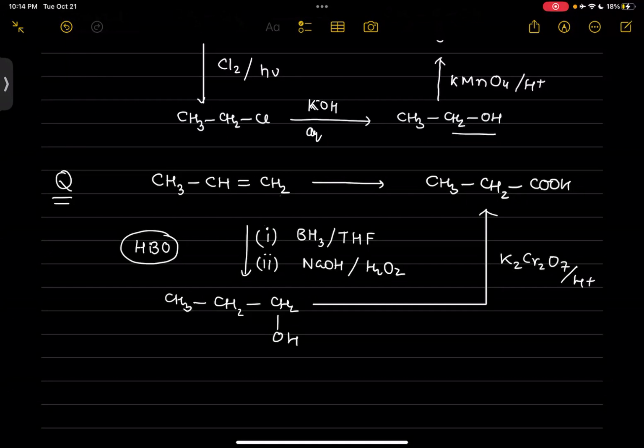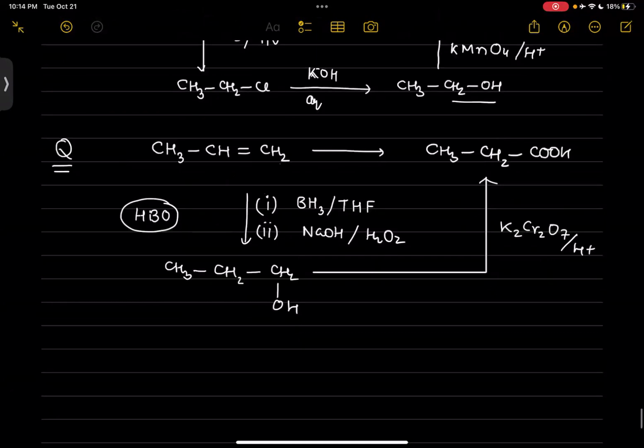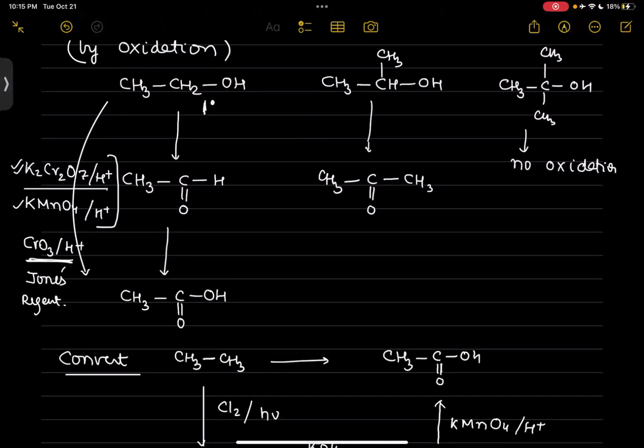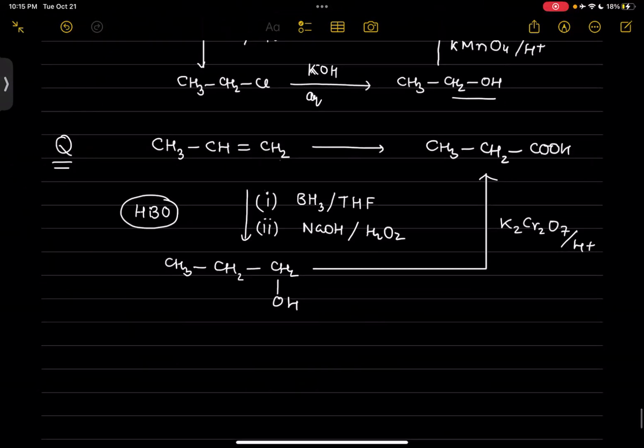Okay, so do remember, how can we prepare carboxylic acid? By oxidation of alkenes. Alkenes, when oxidized, their double bond breaks and they are split into two fragments with carboxylic acid. Okay, clear? Primary alcohol can give you carboxylic acid. Secondary alcohol will not give you carboxylic acid, they will give you ketones.